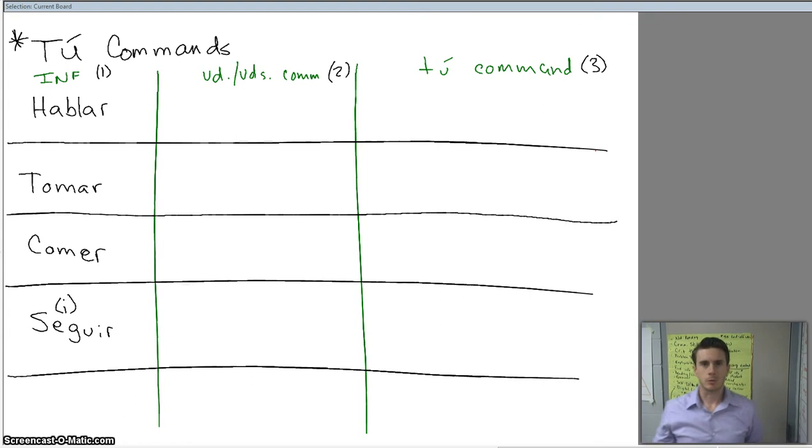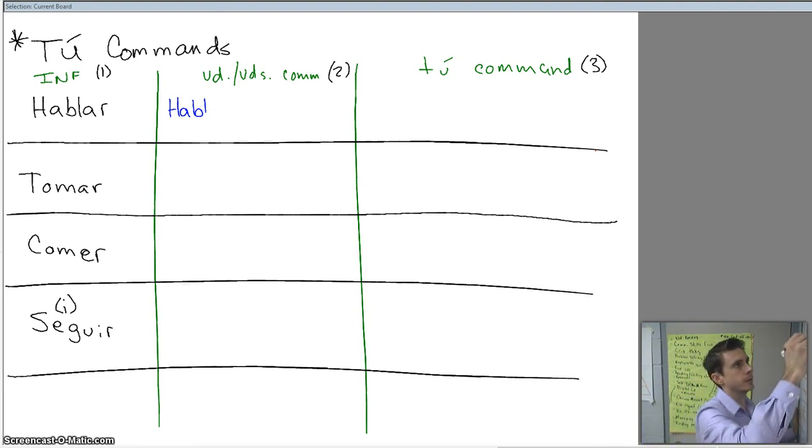Hablar. Think about what we had to do whenever we created our usted, ustedes commands. Well, what we did was we had our stem, and then if it was an AR verb, we used the opposite usted ending, which would have been E, and then we used the opposite ustedes ending, which would have been EN, so that left us with hable, hablen.